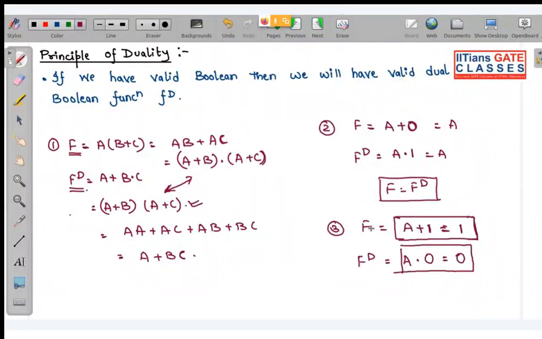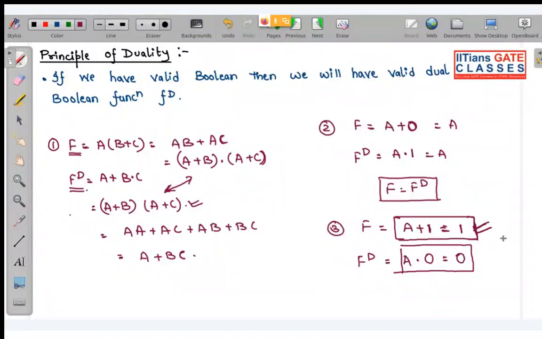So this is known as the principle of duality: whenever you have one valid Boolean expression, the dual for that is also valid. I wasn't taking this into account when I was solving. So this is a valid Boolean expression.